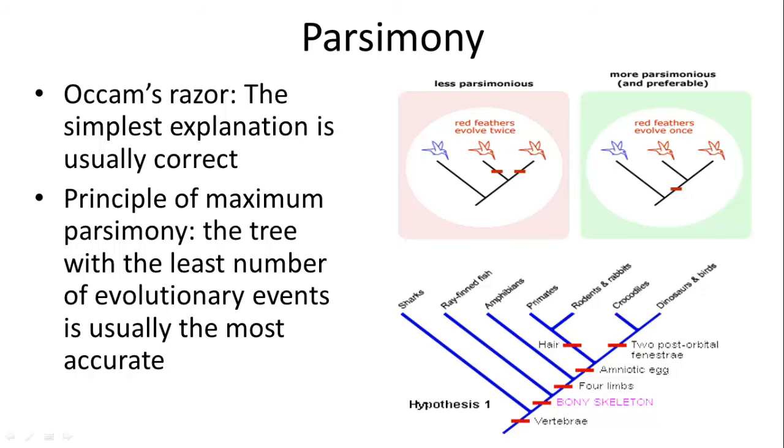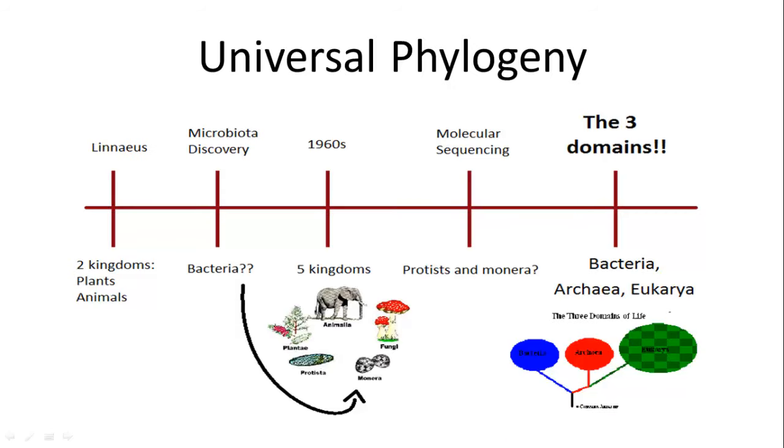All right, so we're going to switch gears a little bit and talk about the universal phylogeny. So some history on this. Originally, Linnaeus came up with two kingdoms called plants and animals and classified everything into those two. But he couldn't see bacteria. He couldn't see really small things. So with the microbiotic discovery, with the implementation of microscopes, we're able to see a lot more life forms. And so we had to split our thinking into different kingdoms.